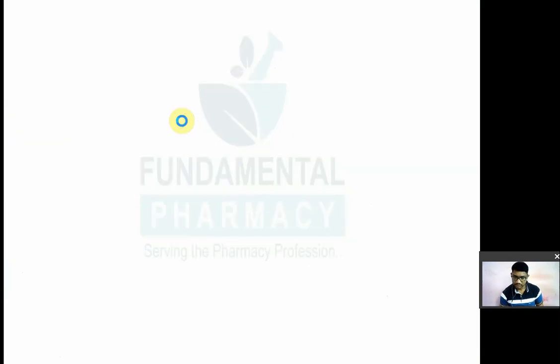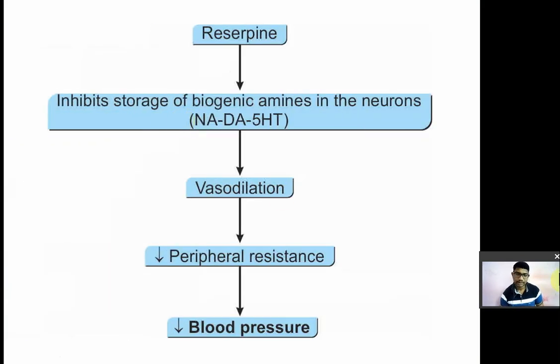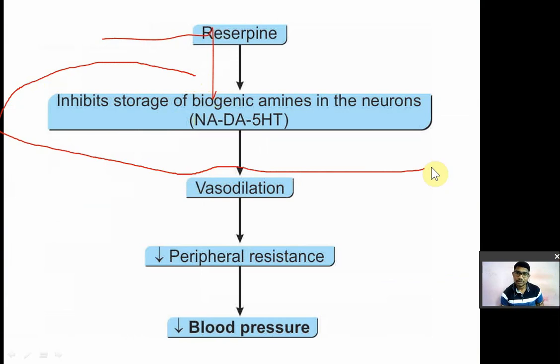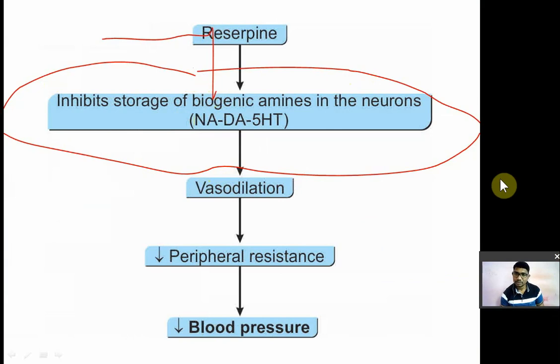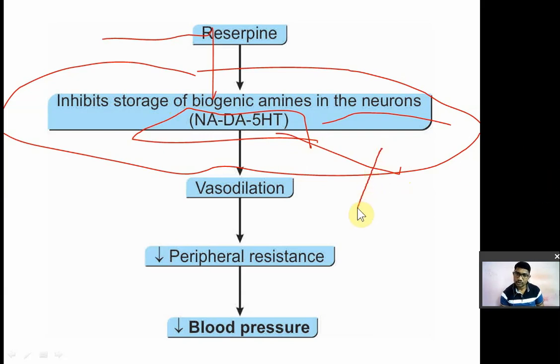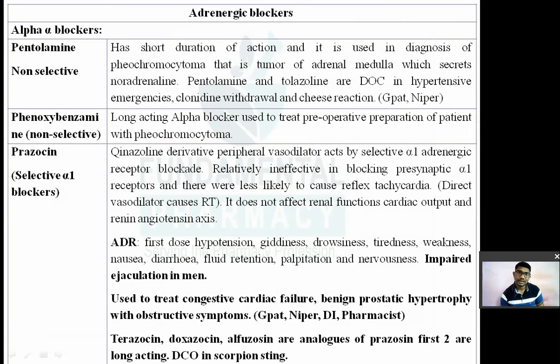याद रखो. Now let us see again the mechanism of action of reserpine. Reserpine will cause depletion of catecholamine. It will inhibit the storage of biogenic amines in the neurons. Biogenic amines कौन से? Noradrenaline, serotonin, and dopamine. So this storage is inhibited. They are not stored in the synaptic vesicle because of this reserpine. और अगर इसका storage नहीं होगा तो release नहीं होगा. So because of that, it causes vasodilation. Vasodilation results in the decrease in the peripheral resistance. So blood pressure is decreased. That's how it acts.